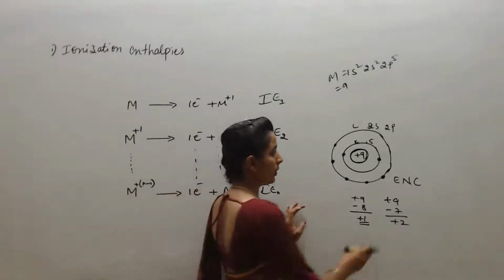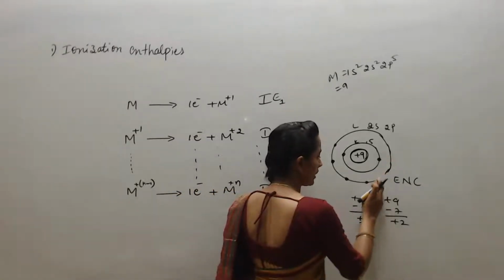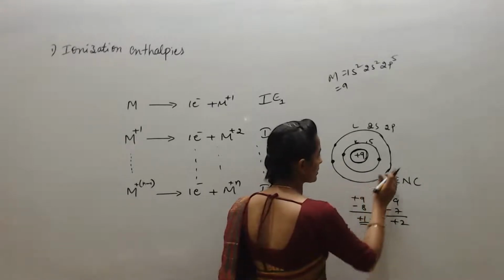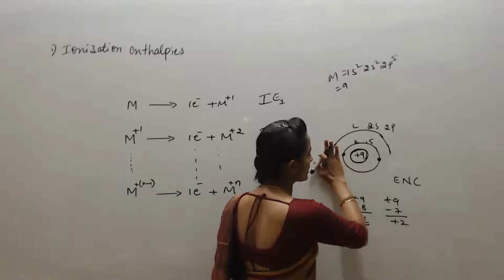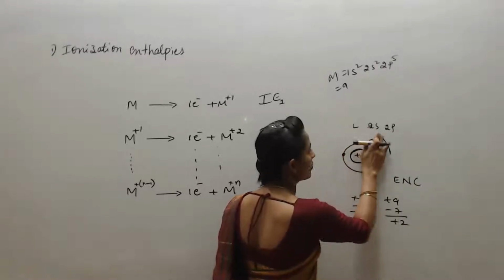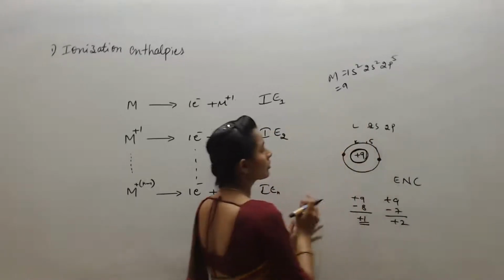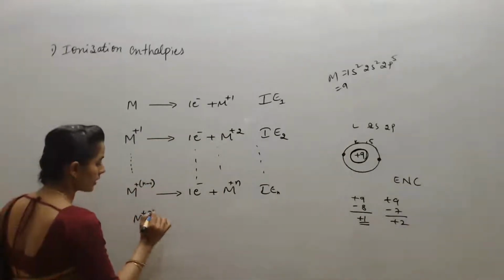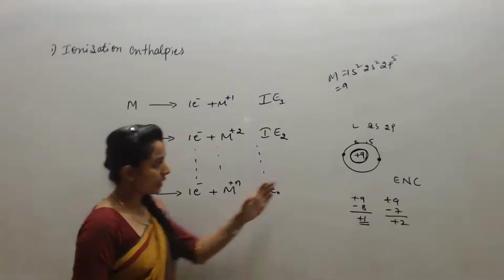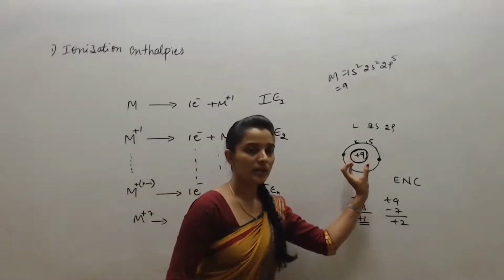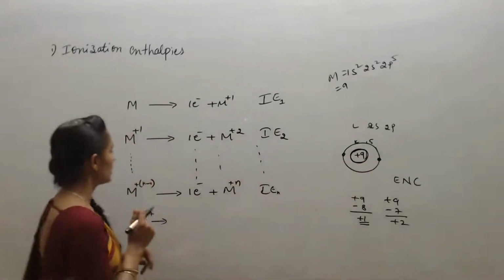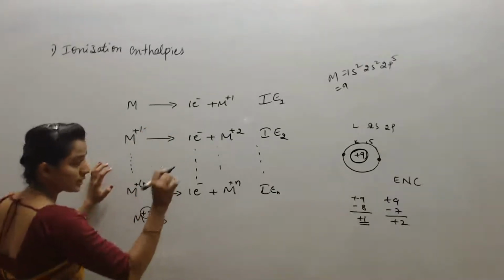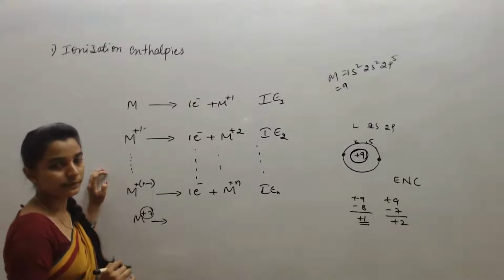Okay, so then what happens? If we keep on removing the electrons, the size decreases. After the removal of this complete shell, how many electrons are there? Seven electrons are there in the outermost shell at the M plus 7 state. So when a complete shell is removed, the ion becomes very small. That is the reason I told you, students, as the positive charge increases, size decreases.